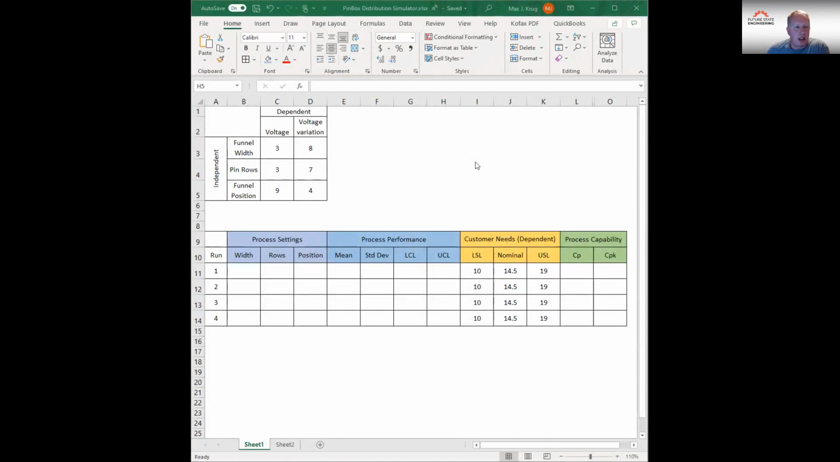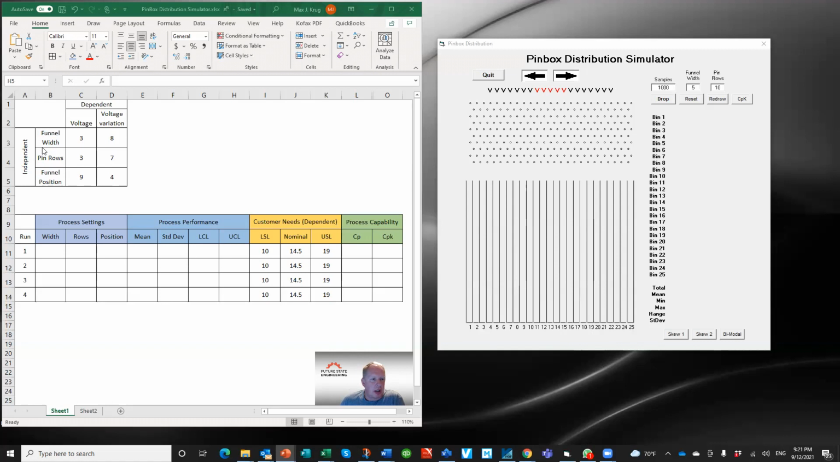So what I'm showing here is my process characterization, and then I have different settings I can set for the process. I can measure its performance. Here are my customer needs, and then I can calculate capability. My independent variables are the things I can change in the process. So I can change this funnel width. I can set the funnel width here. I can change the number of pins in the process, or I can change the position of the funnel.